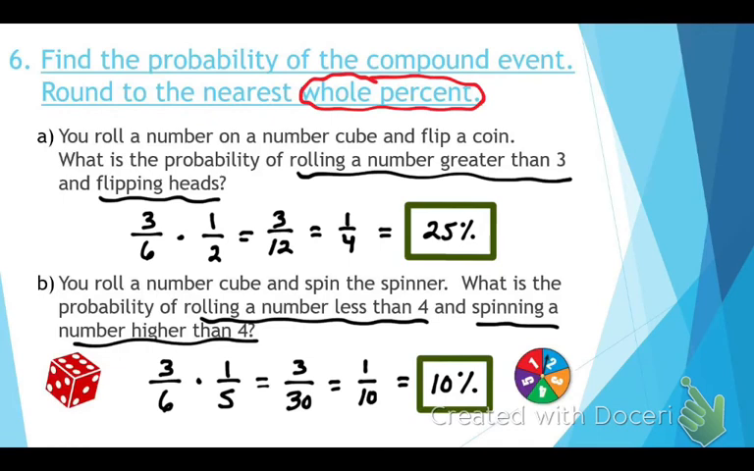Okay, very good. If you know 1/10 is 10%, you could just write it down. As she said, if you don't know that, your calculator is there. 1 divided by 10 is 0.10. Change that decimal to a percent, and you would get 10%.